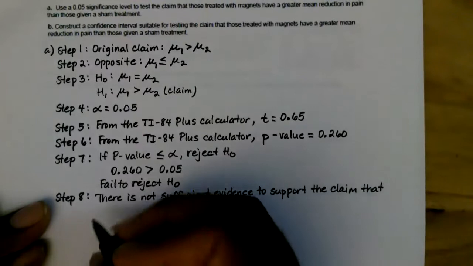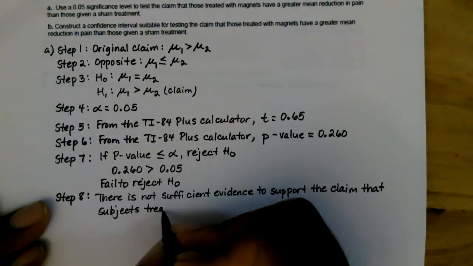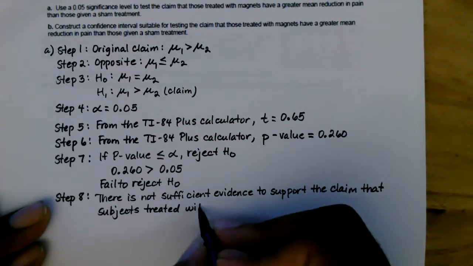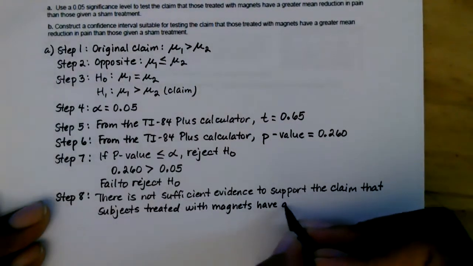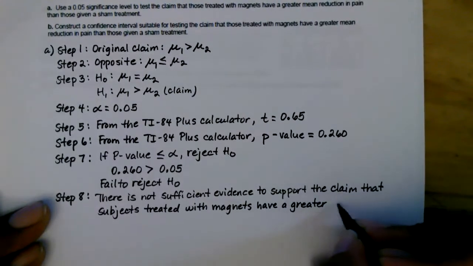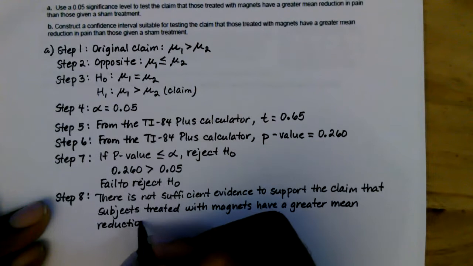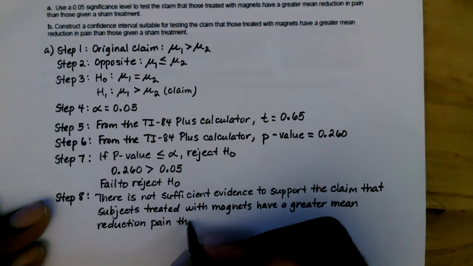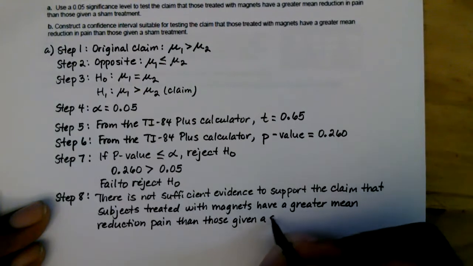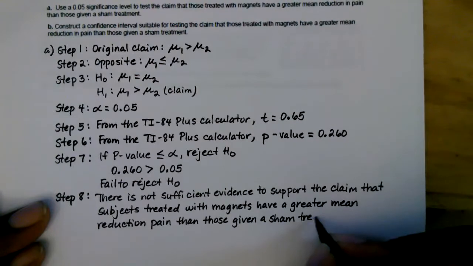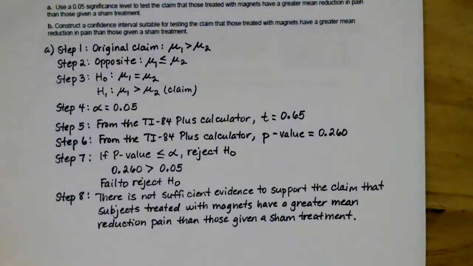that subjects treated with magnets have a greater mean reduction in pain than those given a sham treatment. Okay, so that's the 8-step procedure for that.